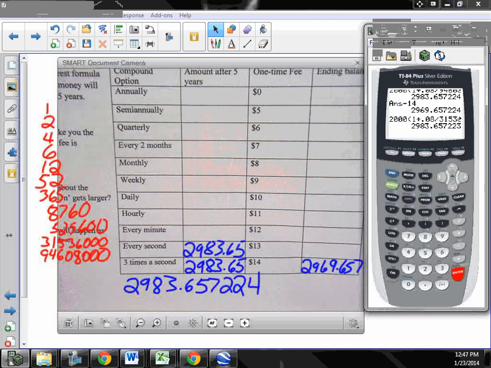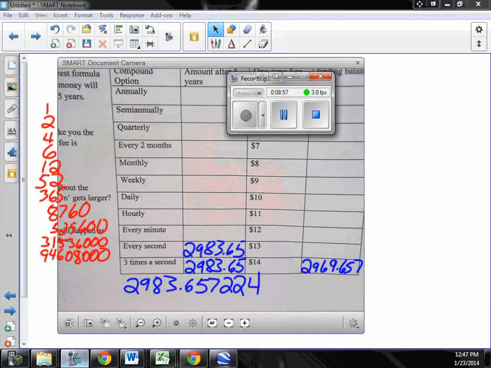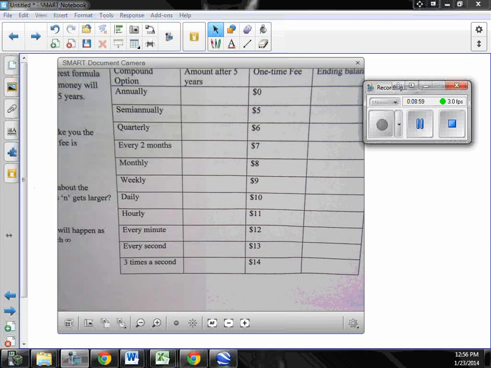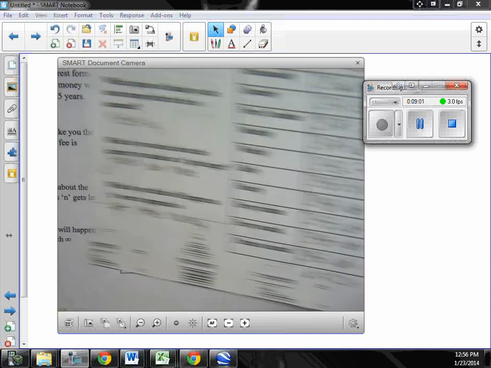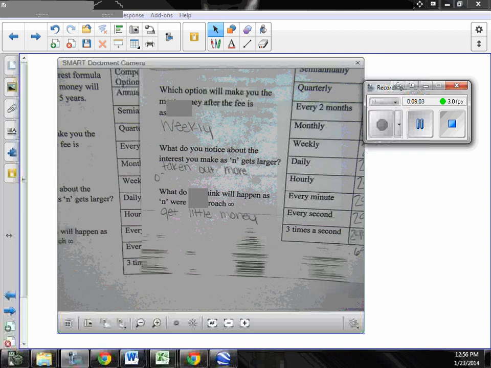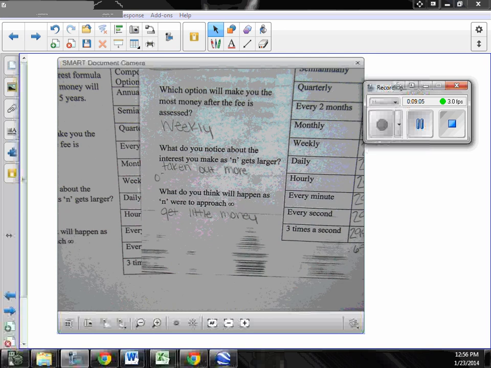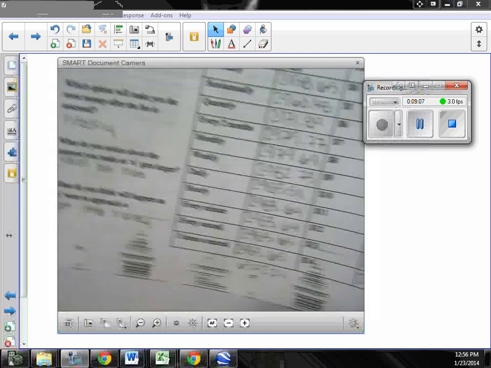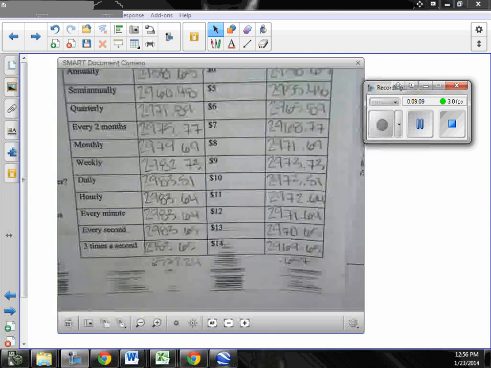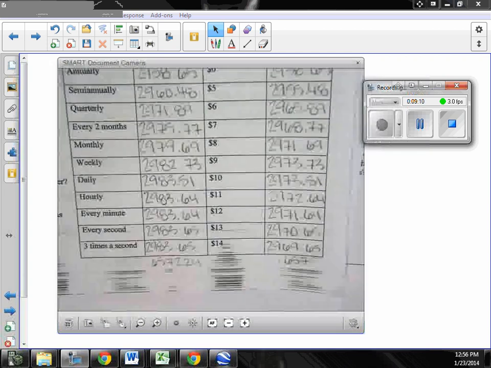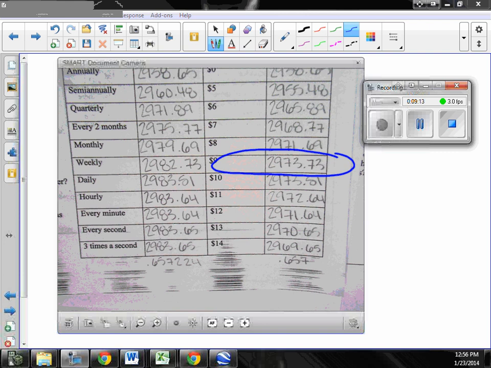So if you're at home, pause the video, fill out that chart, and I'll be back in a second. Okay. Welcome back. So, which option will make you the most amount of money? Weekly. So if you look here, you make 22 cents more weekly than you would daily.